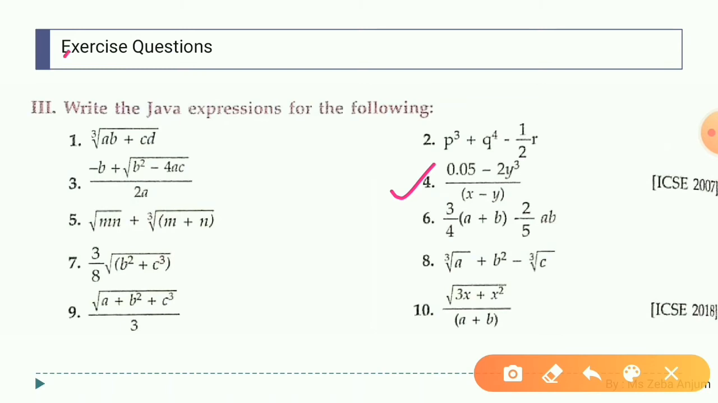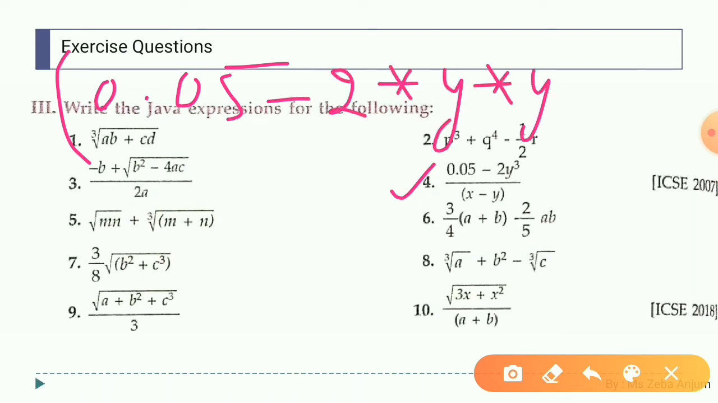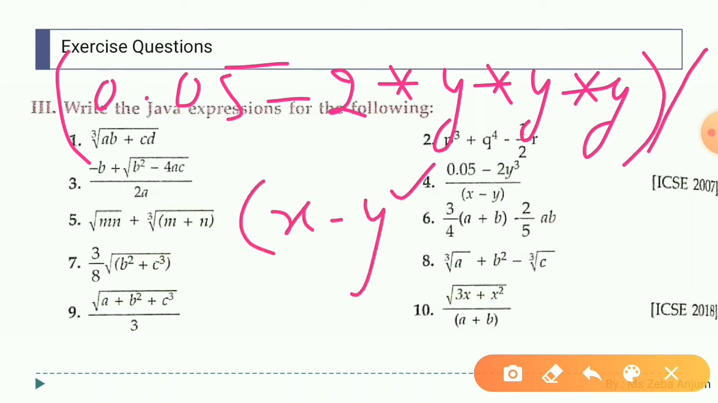0.05. Clearly, firstly let us enclose this thing in a bracket: 0.05 minus 2 into y into y into y, numerator done, then divide by the bracket x minus y. You can write the Math.pow function for these three y's also.